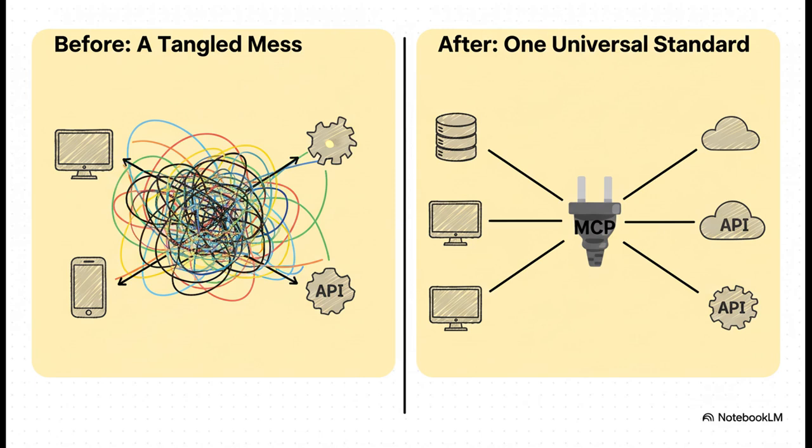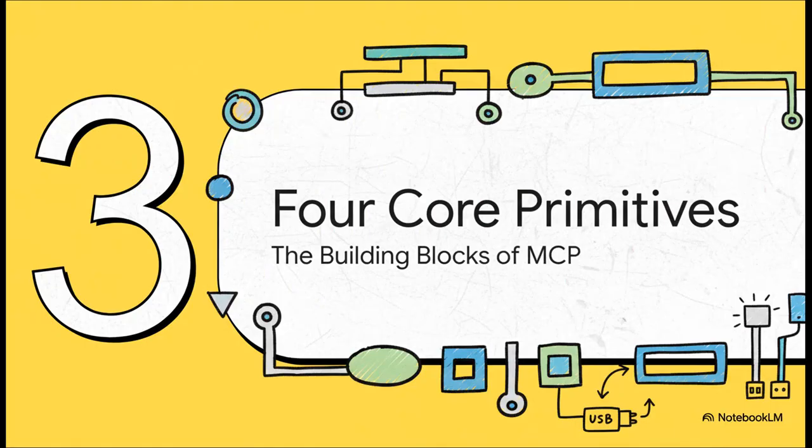This visual just makes it crystal clear, doesn't it? On the left, you've got the old way, this tangled web, this spaghetti monster, where every app needs its own direct custom line to every single service. But on the right, with MCP, it's clean, it's simple. The protocol acts like a universal adapter. Any client that speaks MCP can connect to any server that also speaks MCP. It's really that simple.